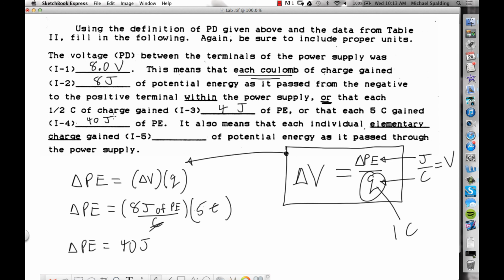So what's the Q now? If we're talking about an elementary charge, what do we plug in for the charge? 1.6 times 10 to the negative 19 coulombs. And I'm going to let you multiply that out, right? 8 times 1.6 times 10 to the negative 19. And then that goes right here, and that's how you do it. Okay?